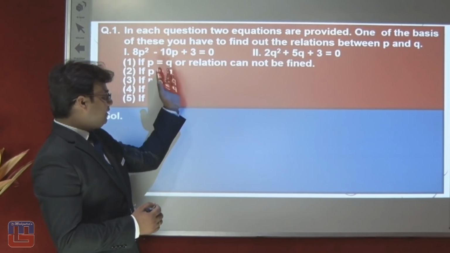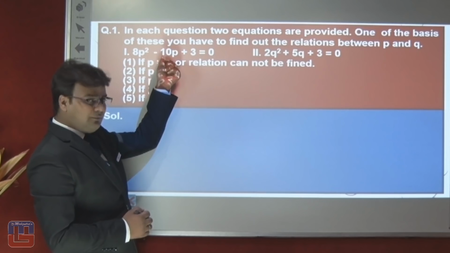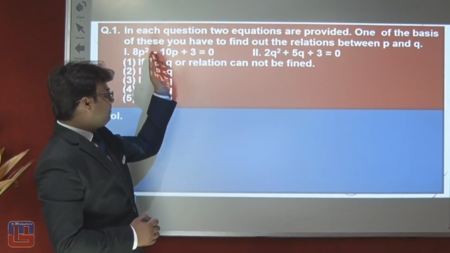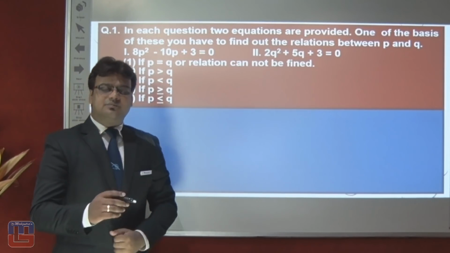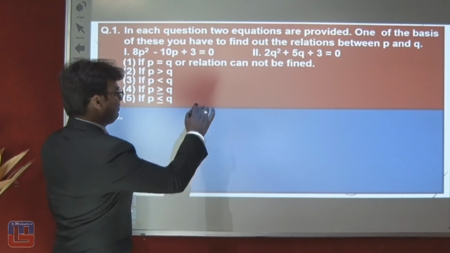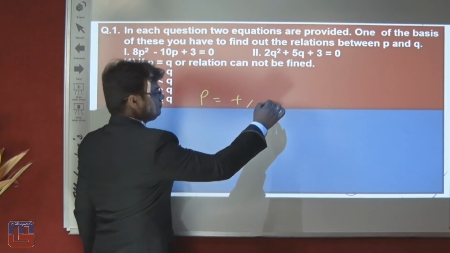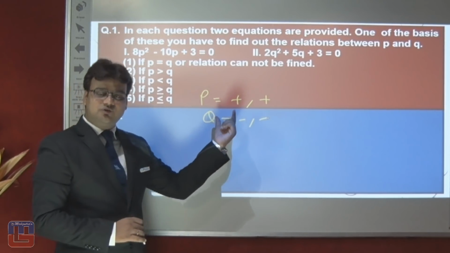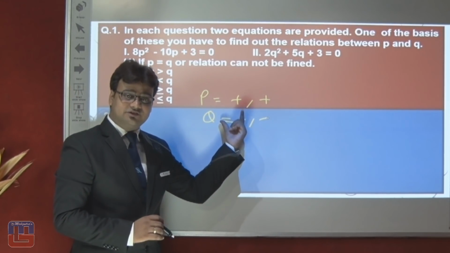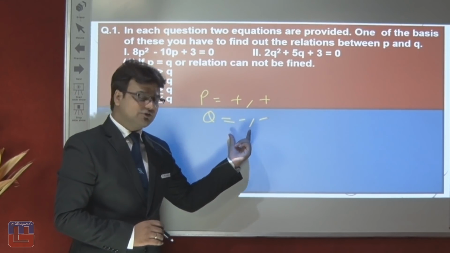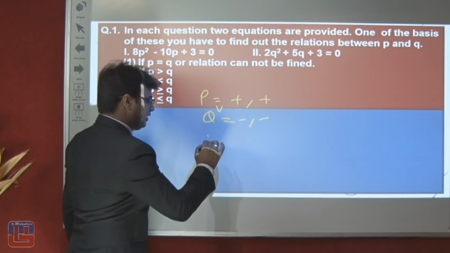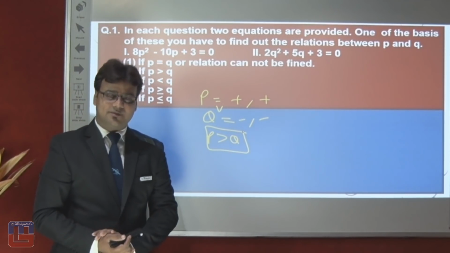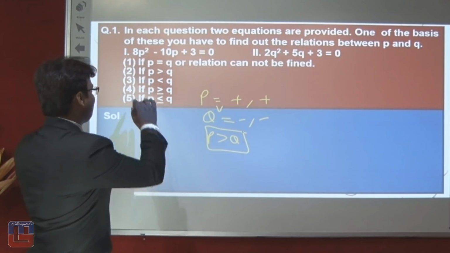Another thing: here one middle sign is negative and the other middle sign is positive, so according to the middle sign we get opposite values. That means P values are positive and Q values are negative, so that a positive value is always greater than a negative value, so P is greater than Q. So the correct option is P is greater than Q. It is available as our second option, so the correct answer is second.